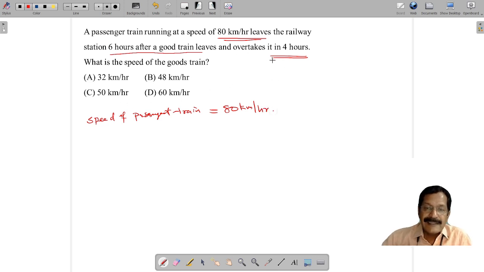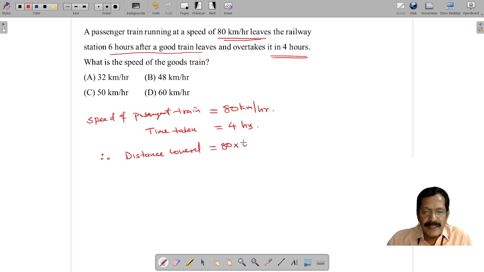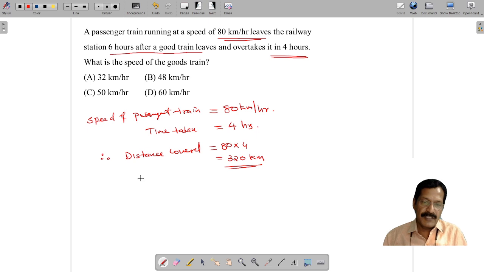Now, it takes 4 hours to overtake. So time taken by the passenger train is equal to 4 hours. Therefore, distance covered is equal to speed into time, and that is 80 km per hour into 4 hours. That is 80 into 4, which is 320 km. So the distance traveled by the passenger train is 320 km. That is the same distance traveled by the goods train also.